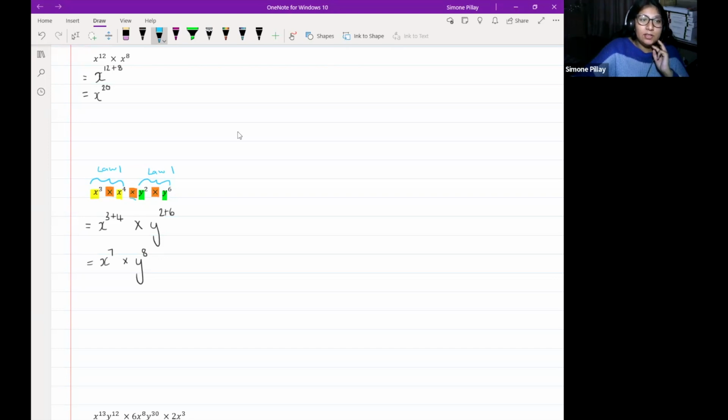And what happened with this little multiplication that never fell into my law 1 brackets is we just brought it down. And at the end of it all, I'm left with x to the power of 7 multiplied by y to the power of 8. And now can I apply law 1 again? No. Why? Because my bases are not the same. I do have multiplication, but is x the same as y? No. So that's where it stops.